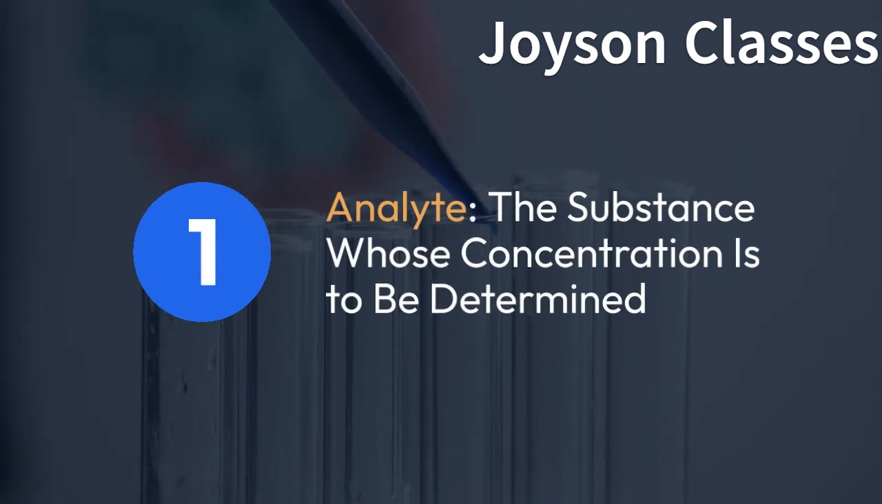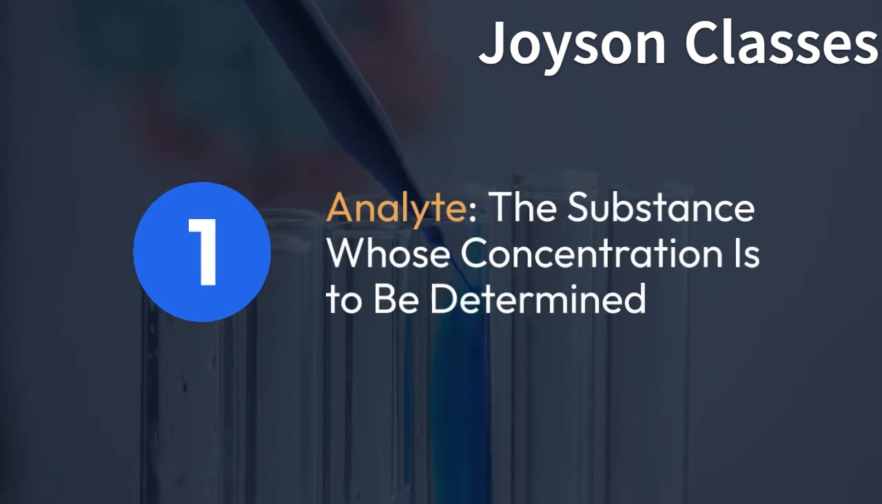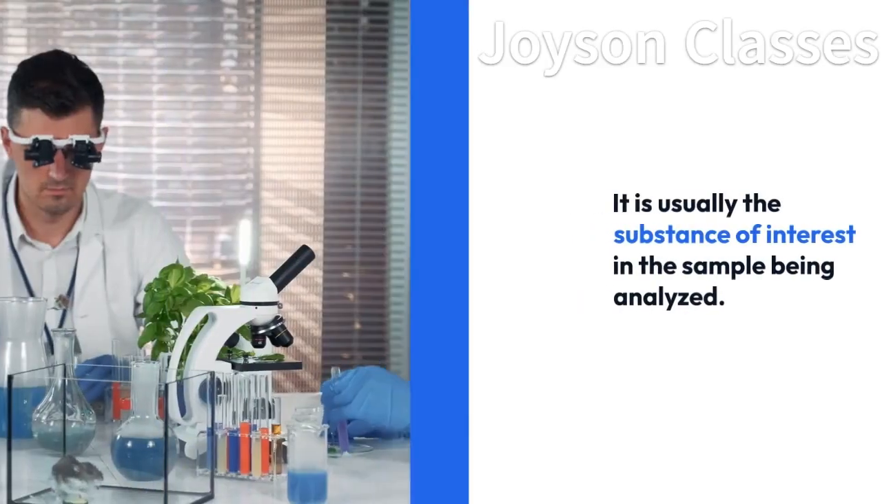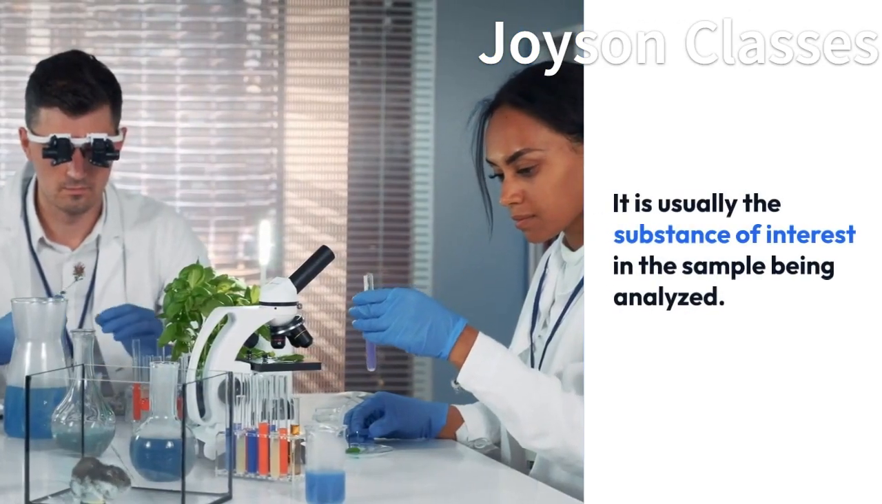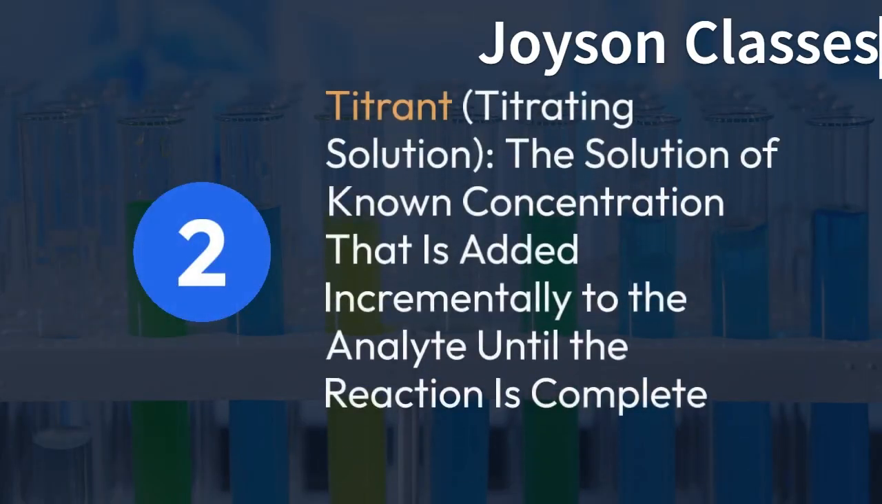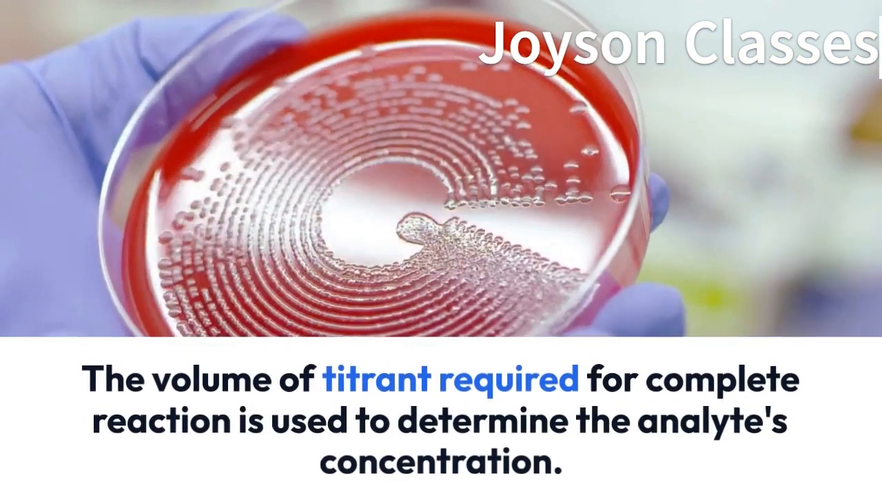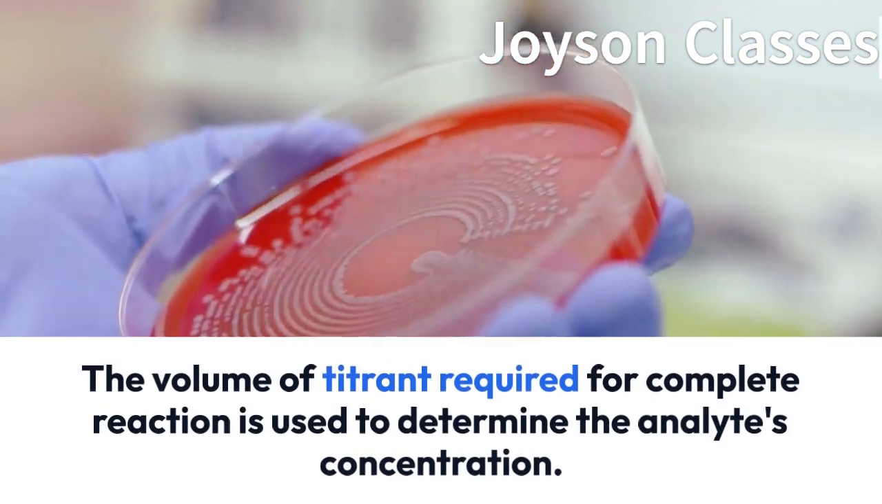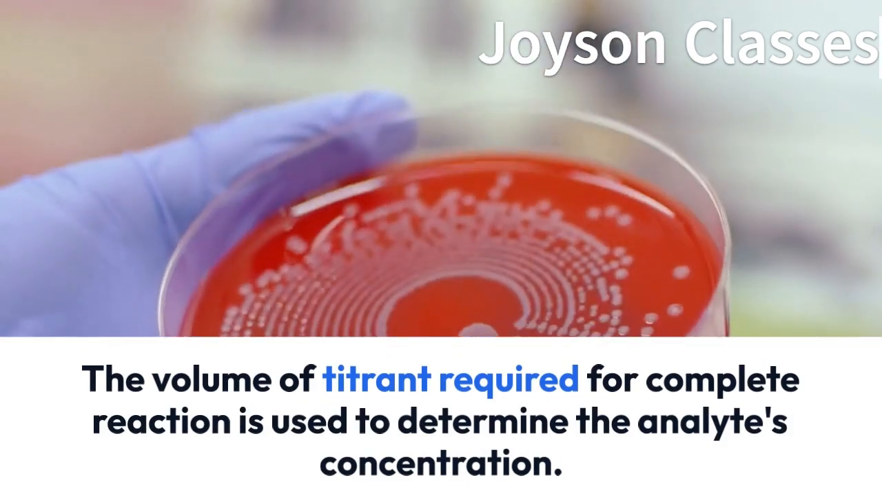1. Analyte, the substance whose concentration is to be determined. It is usually the substance of interest in the sample being analyzed. 2. Titrant, the titrating solution, the solution of known concentration that is added incrementally to the analyte until the reaction is complete. The volume of titrant required for complete reaction is used to determine the analyte's concentration.